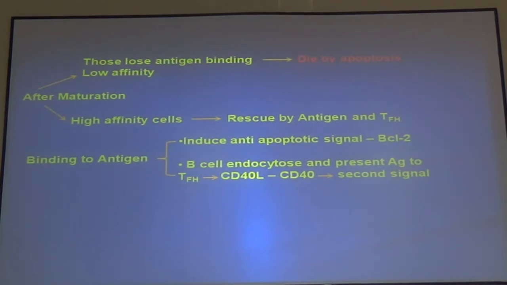And when BCL2 is expressed, it is a positive signal, so they can keep the cell alive. If they don't receive this signal, they will die. Why don't they receive this signal? Because they cannot bind with the dendritic cell. So those that don't bind with the dendritic cell cannot receive this signal and they will die. And those that bind receive this signal. And also there is another signal which comes from the T cells.